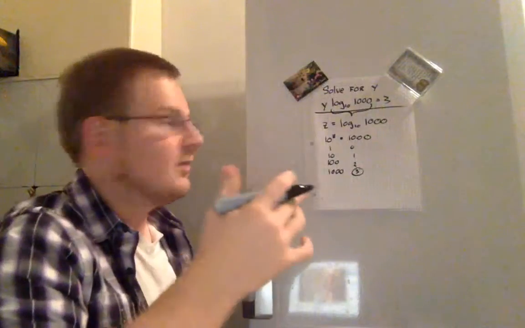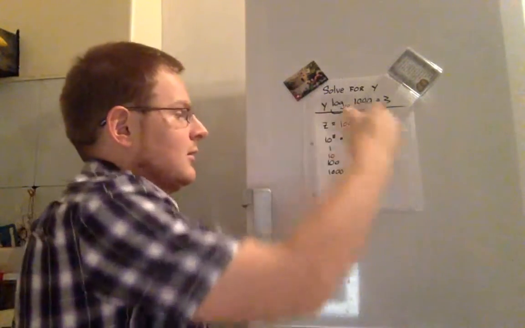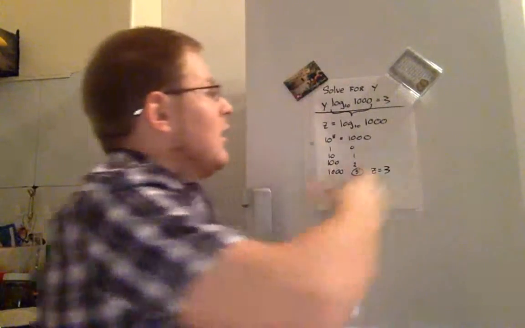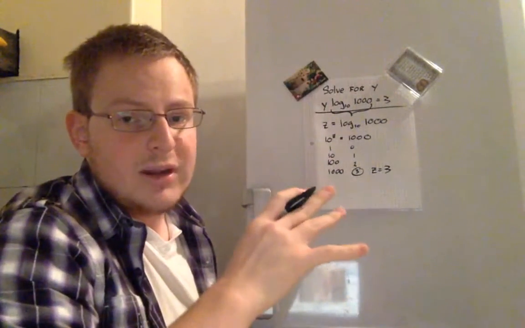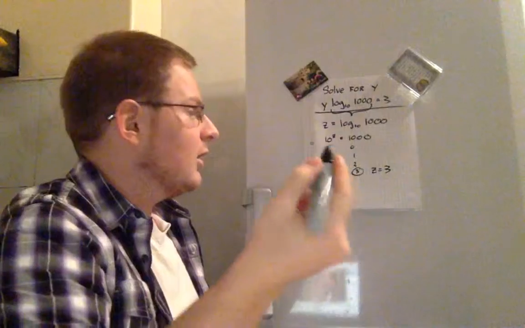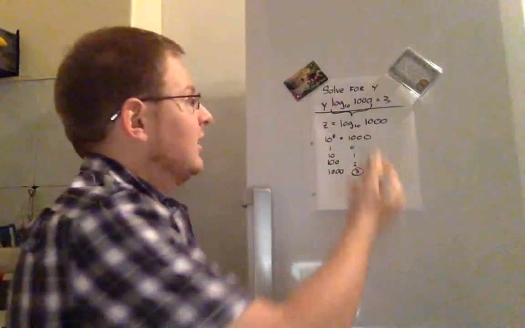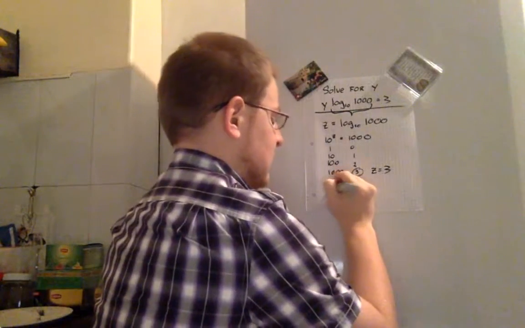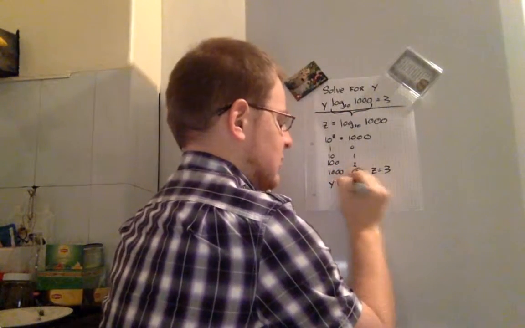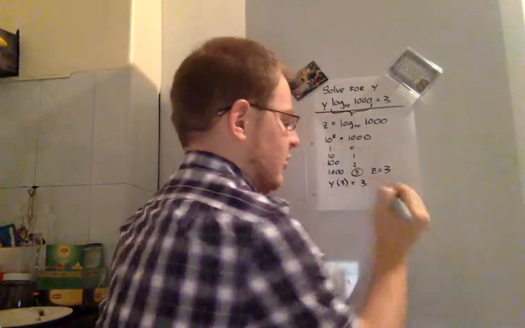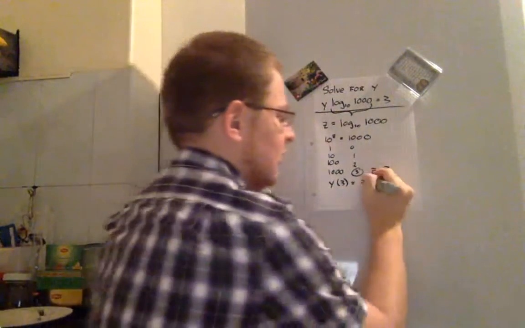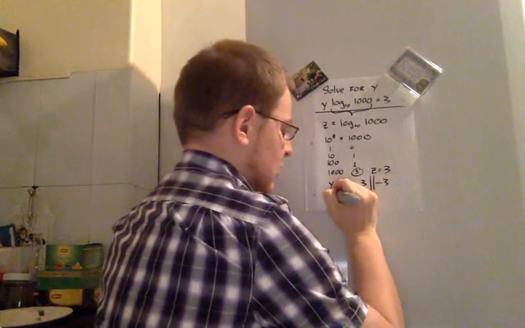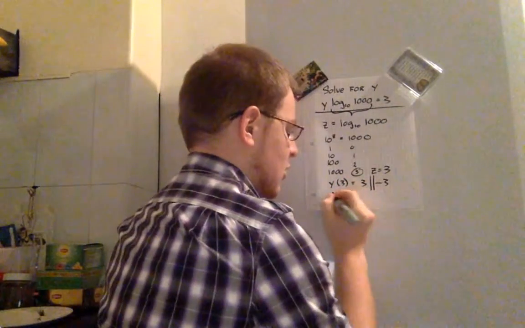So the log to the base 10 of 1,000 is 3. Now we can plug this 3 into the equation that we were given at the beginning. We have y times 3 is equal to 3. Divide both sides by 3, and we get y is equal to 1.